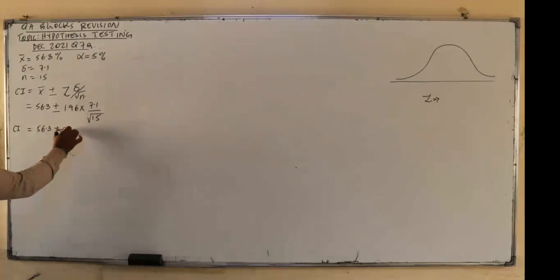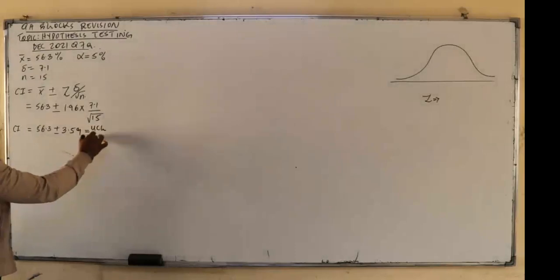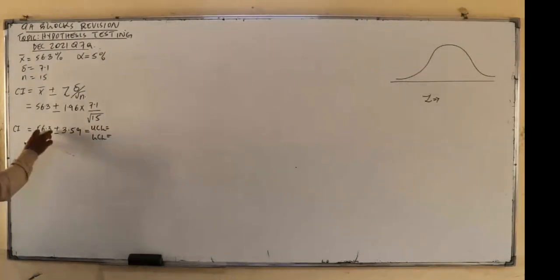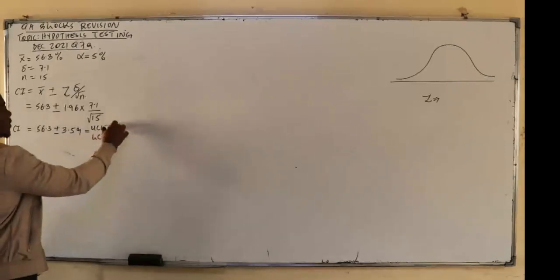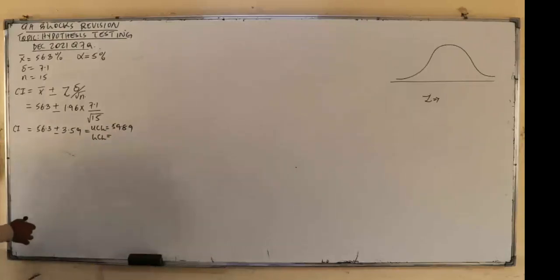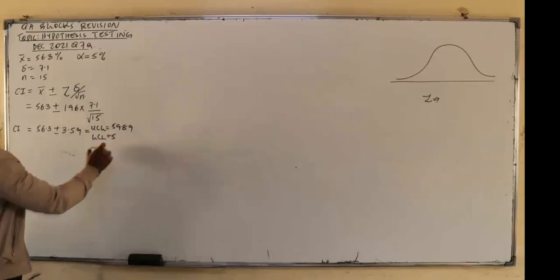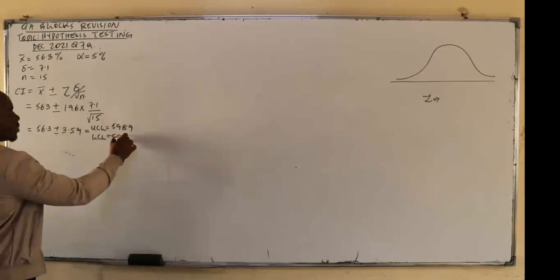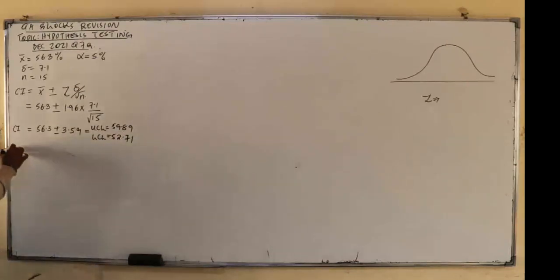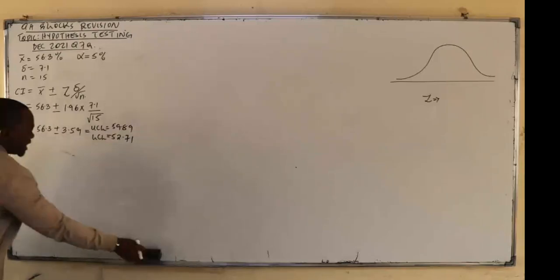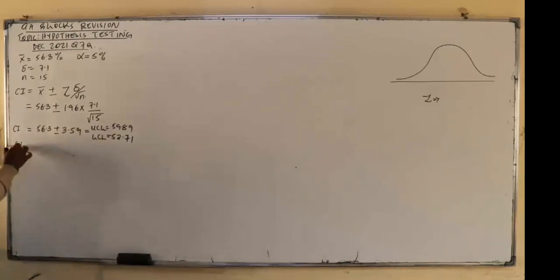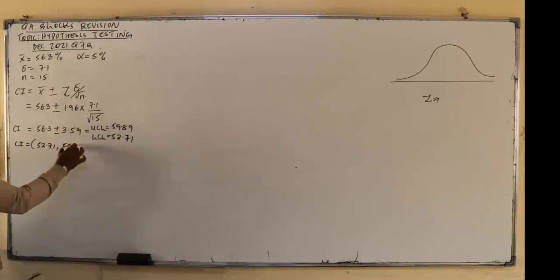The margin of error is 3.59. So therefore, give me the upper control limit and lower control limit. For the upper control limit, you add. For the lower control limit, you minus. 59.89. 52.71. So therefore, the confidence interval will lie between 52.71 and 59.89.